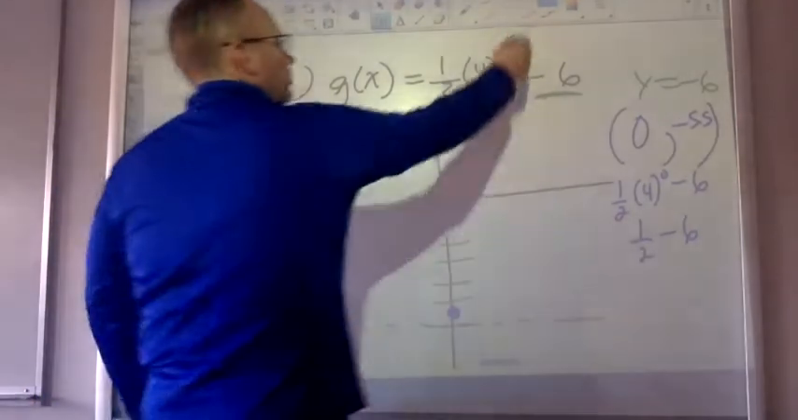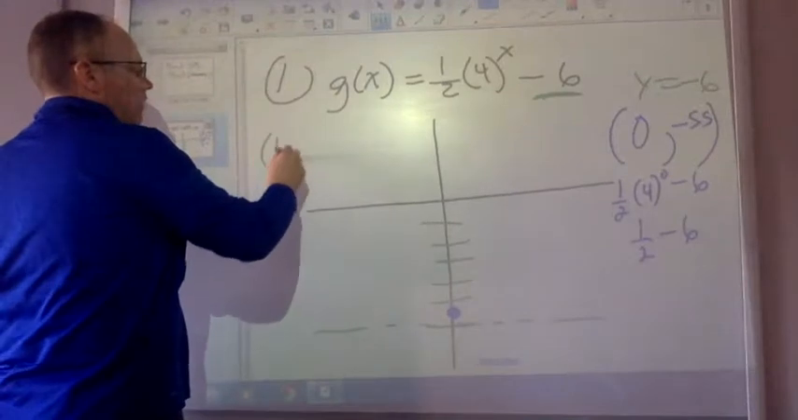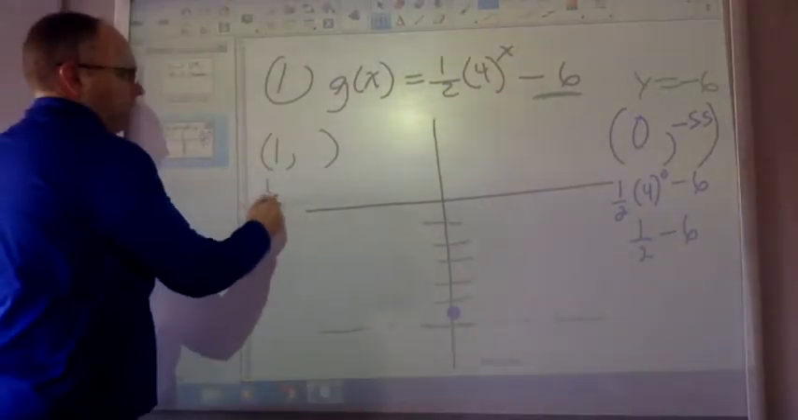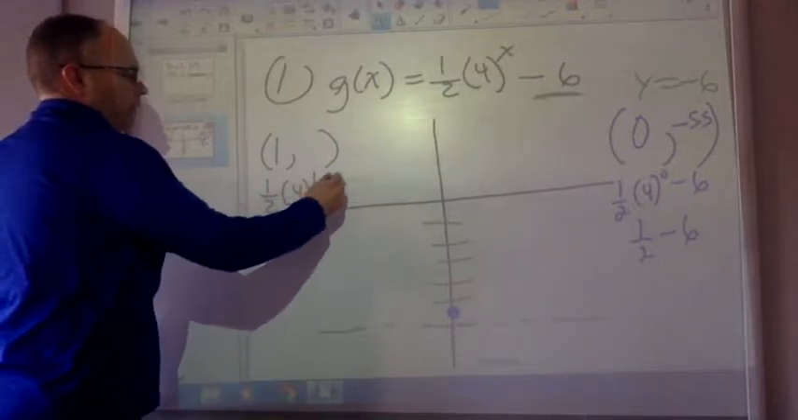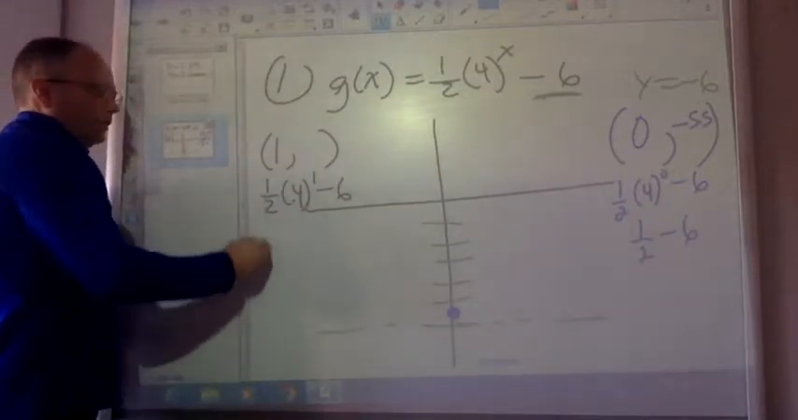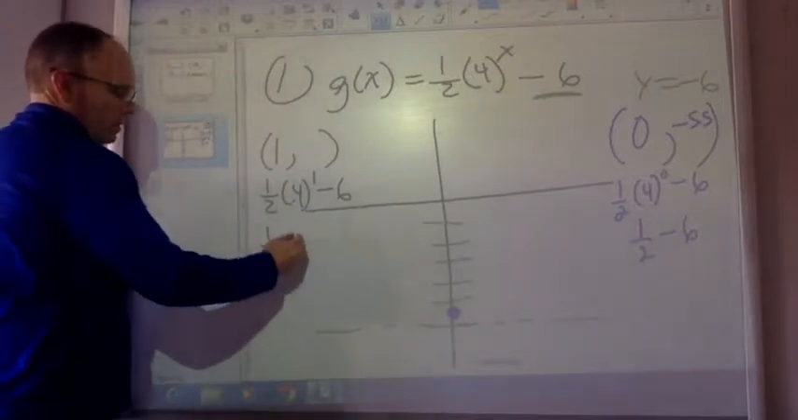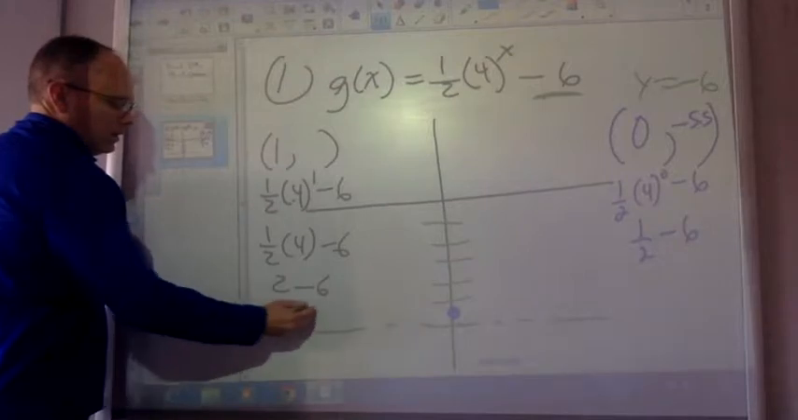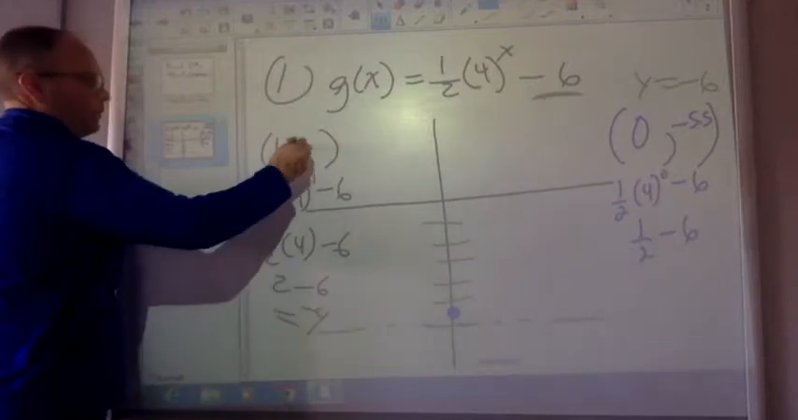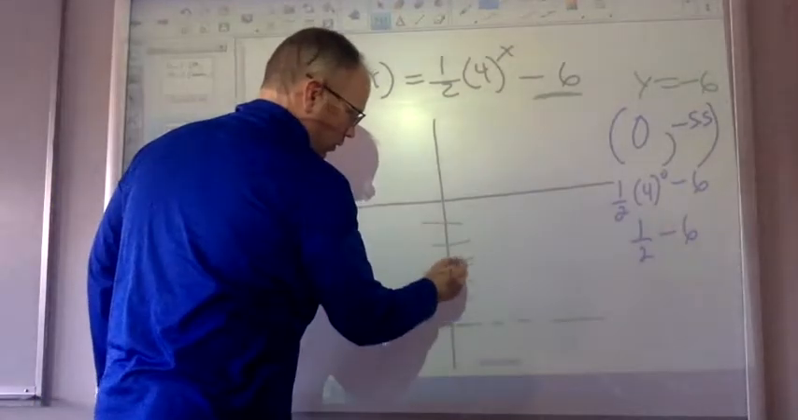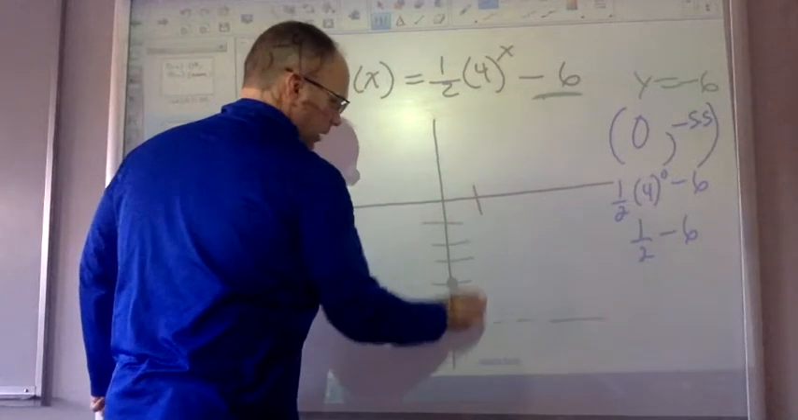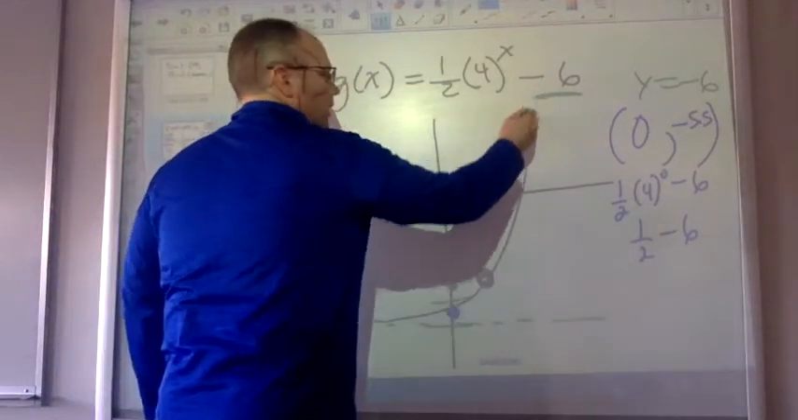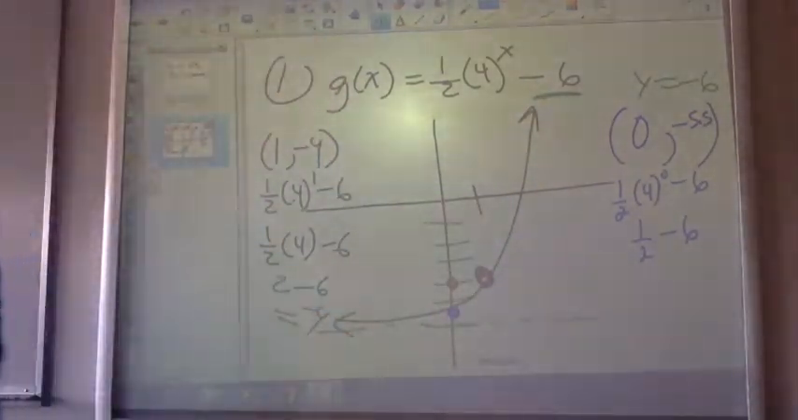Then let's pick 1 to plug in because it's easy to plug 1 in. So I get 1/2 times 4 raised to the first, minus 6. 4 to the first is 4, right? Half of 4 is 2, minus 6. So that's a -4, right? So 1, -4. Take it. Wait, 1, -4 down here. So this goes and does this. Is that growth or decay?